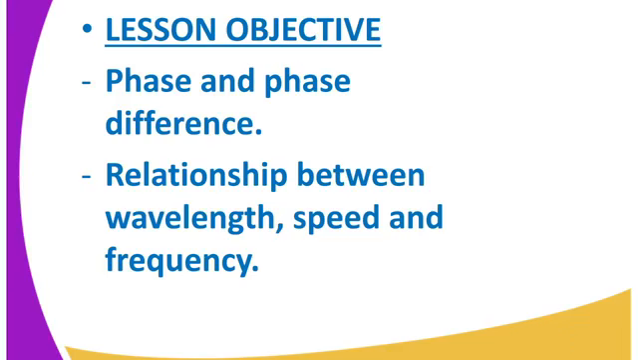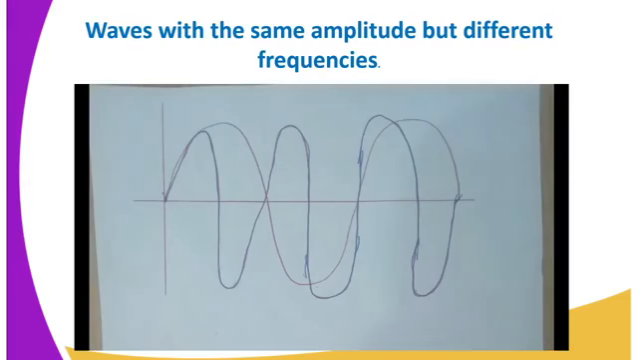So, I want us to begin by looking at the phase and phase difference of a wave. For us to be able to understand that, there are some factors that we need to consider. We began by looking at the characteristics of a wave motion.